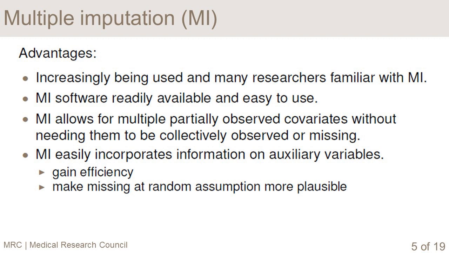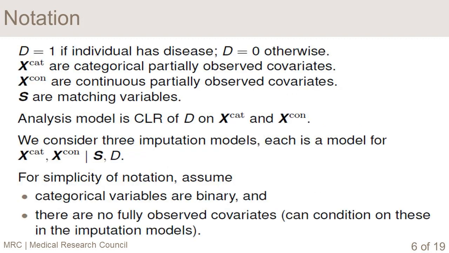So, notation then. I'm going to use D as an indicator of disease status. So D equals 1 for cases, 0 for controls. XCAT and XCON are the partially observed covariates, categorical and continuous. Here I'm going to assume that there are no fully observed covariates, but if there were, then they could be conditioned on in the imputation model.